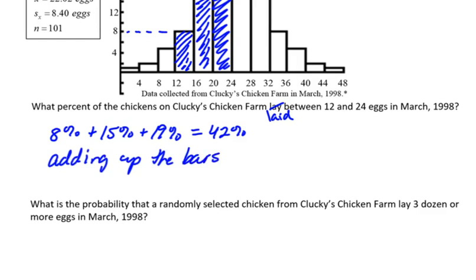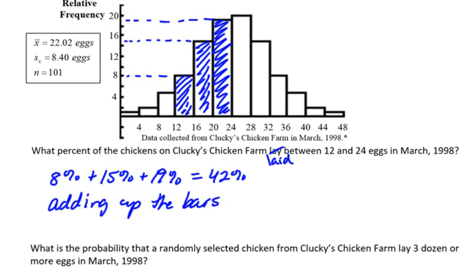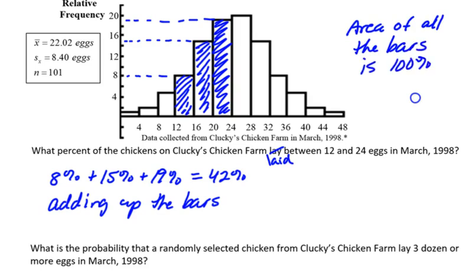Now something just to remember is that if I were to add up all of the bars, the area under all of them together should be 100%. So the area of all the bars is 100%. That's just something to keep in mind.